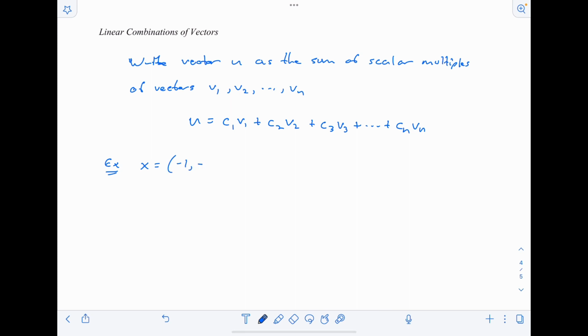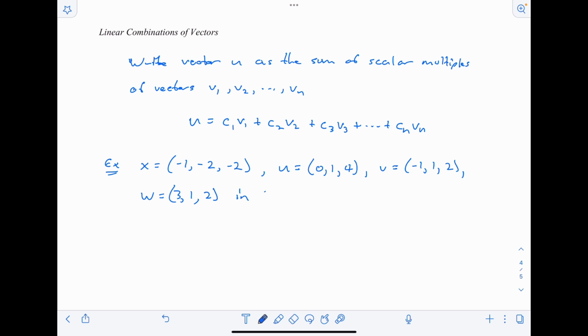We'll just call it -1, -2, and -2. We'll take another vector, and let's call that u, and we'll give that entries 0, 1, and 4. And let's take a vector v and write that as -1, 1, and 2. And then finally, let's make one more, and let's make w equal to 3, 1, 2. All right, and so all of these are obviously in the real number system and in the third space.